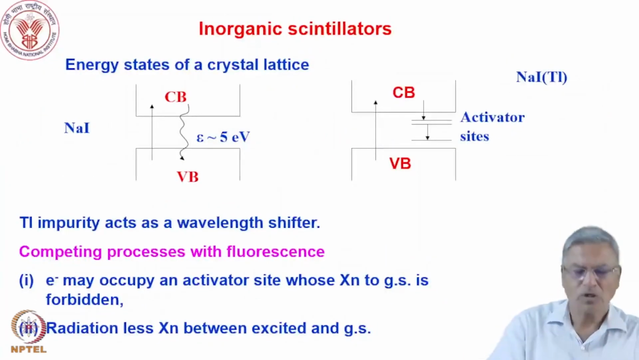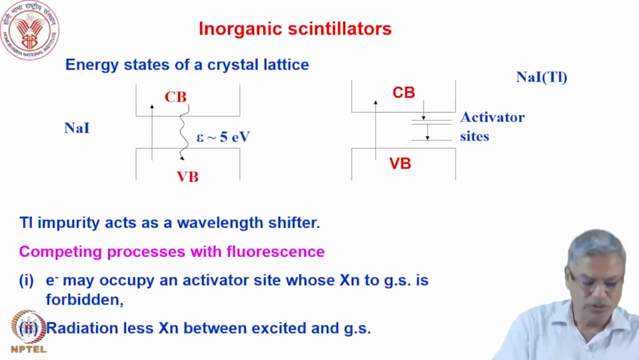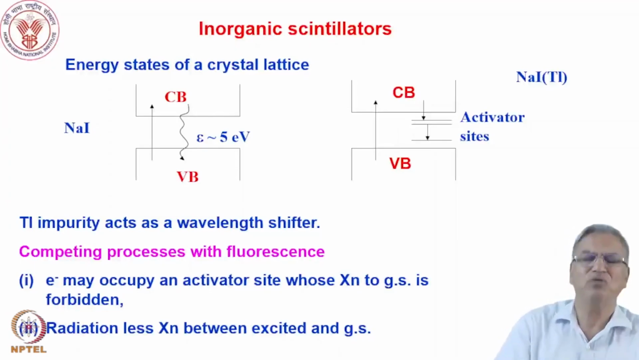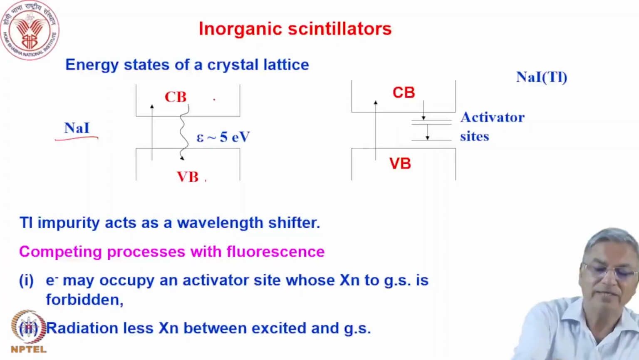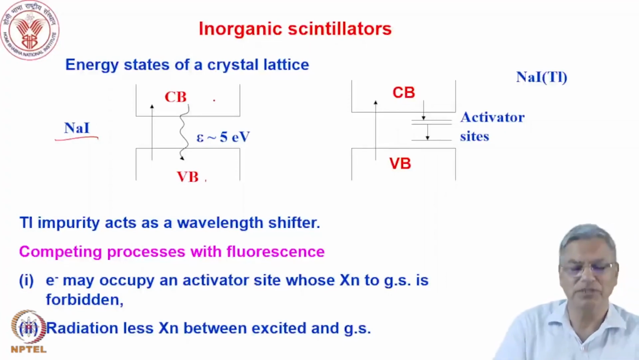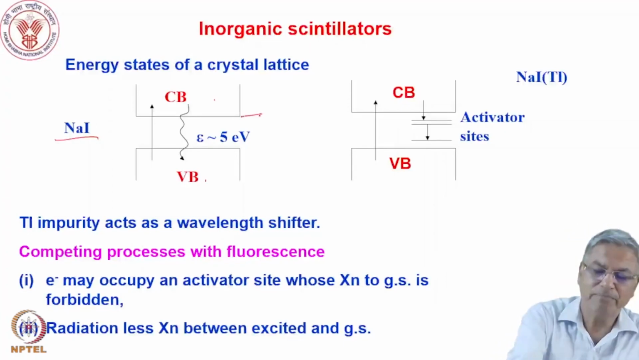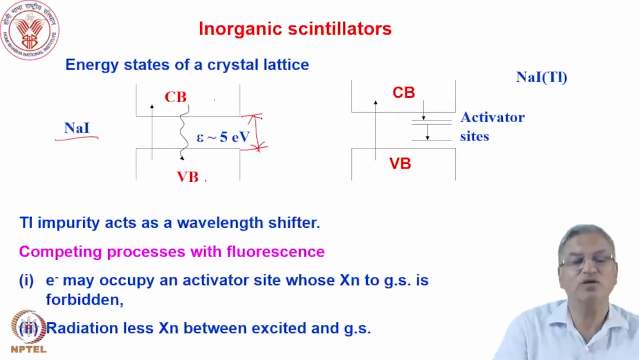Now I come to the workhorse of gamma counting, the inorganic scintillators, particularly the sodium iodide doped with thallium. So inorganic scintillators are based on their band structure. So you have a single crystal of sodium iodide. You have the valence band and the conduction band. So it is an insulating material. The band gap, the difference between the conduction band and valence band, is of the order of 5 electron volt, which falls in the insulating material range.